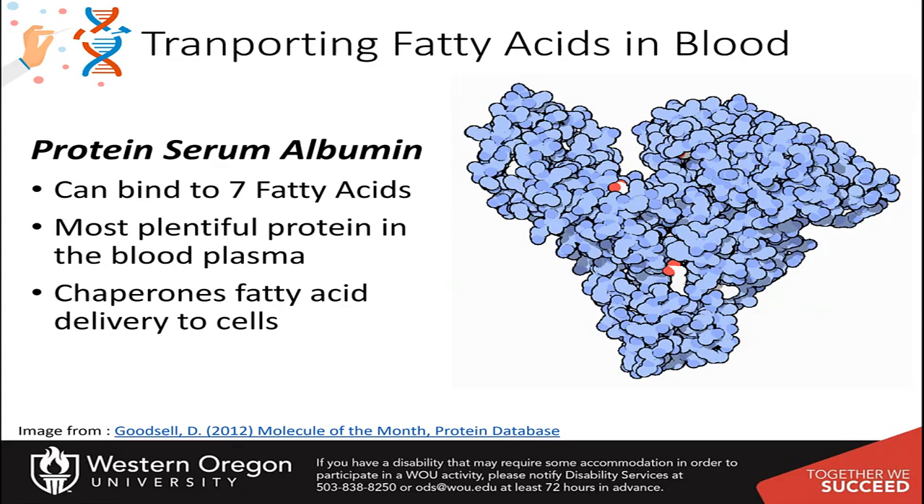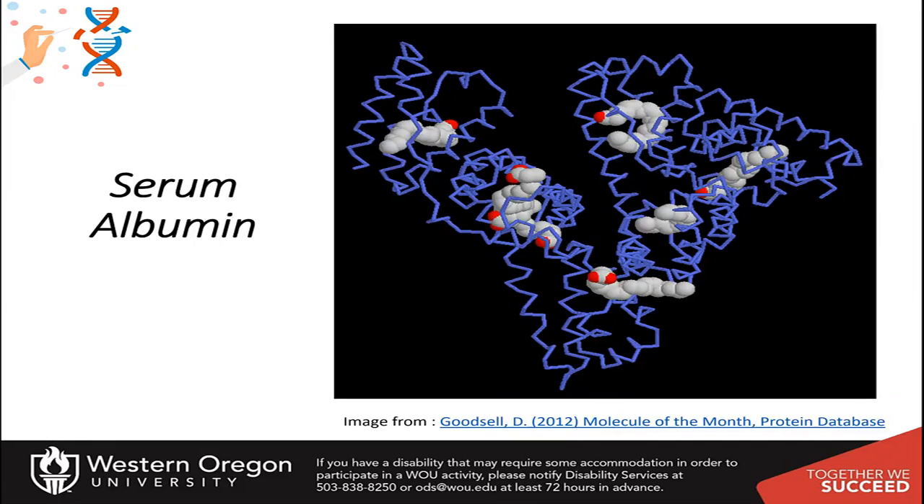When your body needs energy or needs building materials, fat cells release fatty acids into the blood. There they are picked up by serum albumin and delivered to distant parts of the body where they are utilized for energy. Serum albumin is the most plentiful protein in the blood plasma. Each protein molecule can carry 7 fatty acid molecules. They bind in deep crevices in the protein, burying their carbon-rich tails safely from the surrounding water.